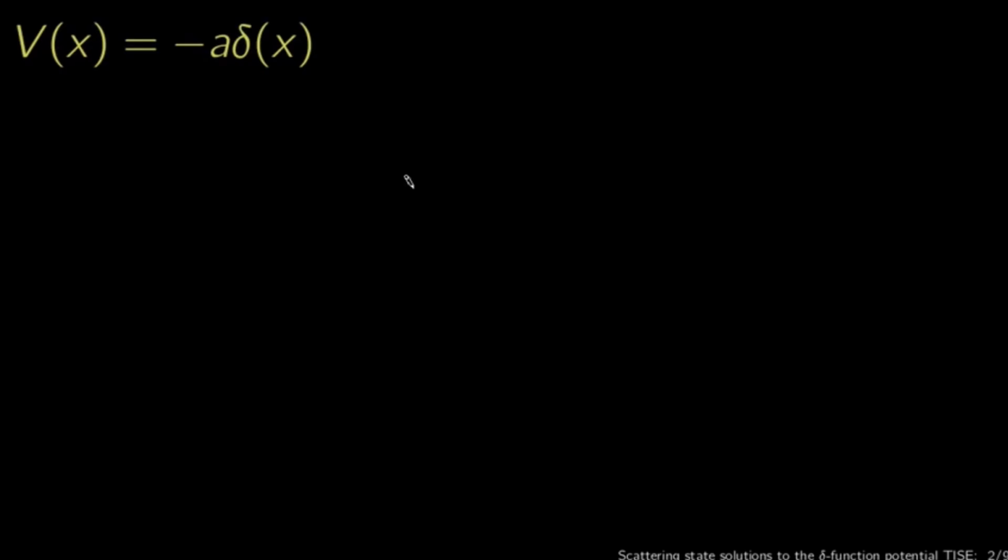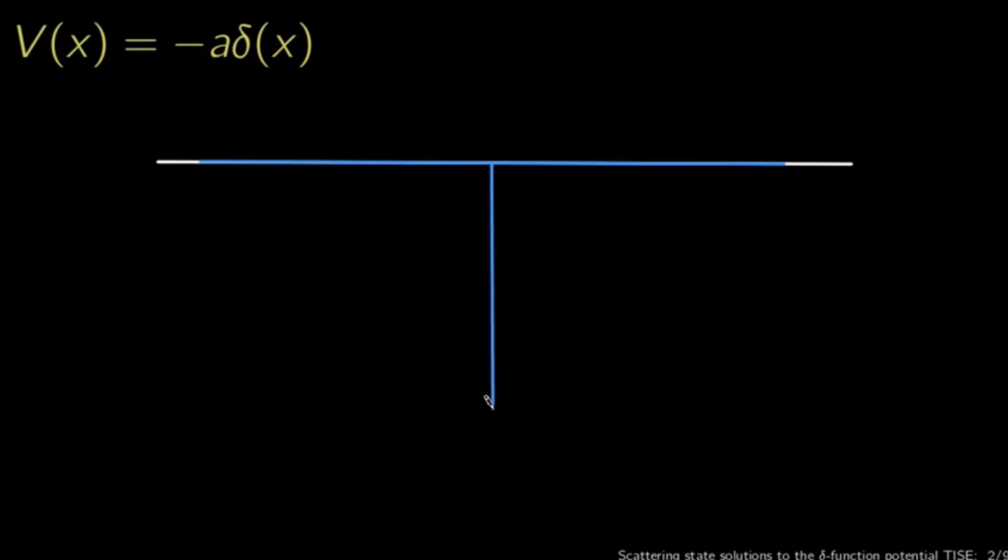To put this in context, what we're talking about is the potential V of x given in terms of a Dirac delta function. A now is just a constant that defines how strong the delta function actually is. So our potential is everywhere 0, except at some point where it goes to negative infinity. This is a plot now of V of x as a function of x.